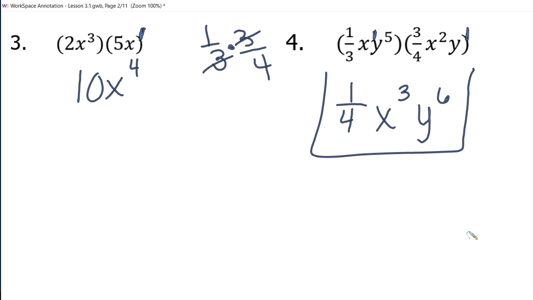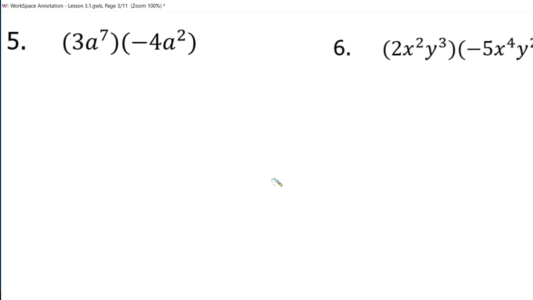Next one, number 5. What do I do with the 3 and the negative 4? Multiply them. So what's 3 times negative 4? Negative 12. And what do I do with the exponents? Add them. 7 plus 2 is 9. I want you to do number 6. We'll check your answer in just a moment. So you do problem 6.